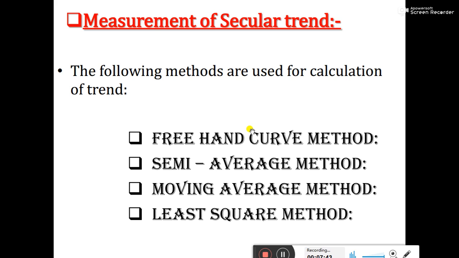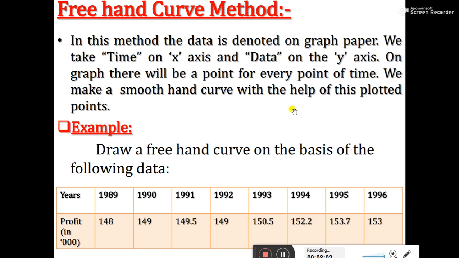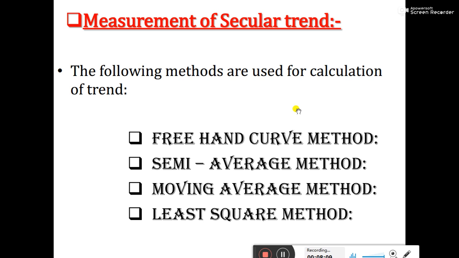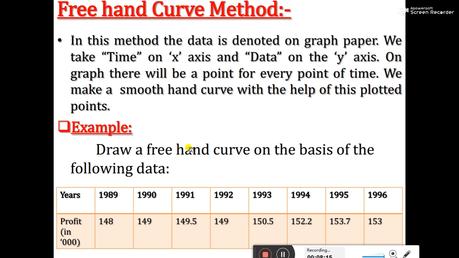Measurement of secular trend. If you want to measure the secular trend in data in a time series, you can follow these methods which are generally used for calculation of trend: freehand curve method, semi-average method, moving average method, or least square method. Here we'll start with examples of finding the measurement of secular trend and other trends. I'll start these from the next class onwards.